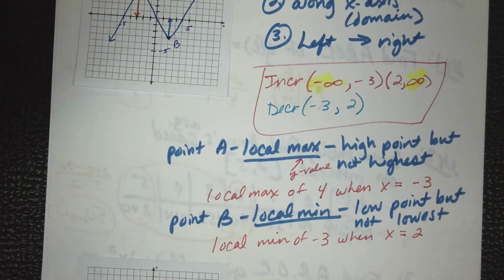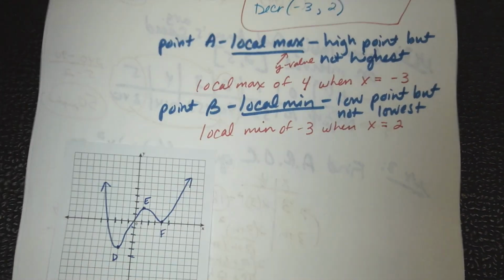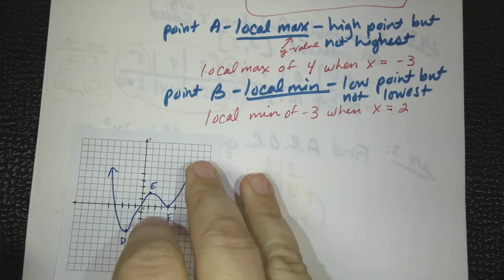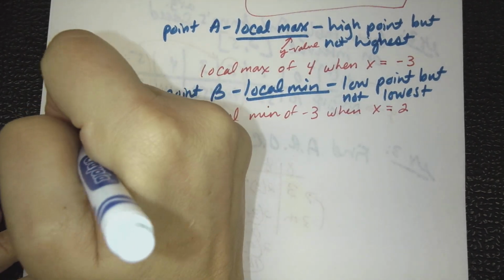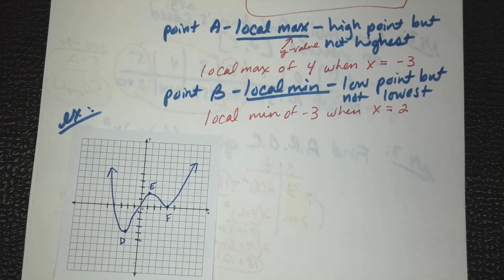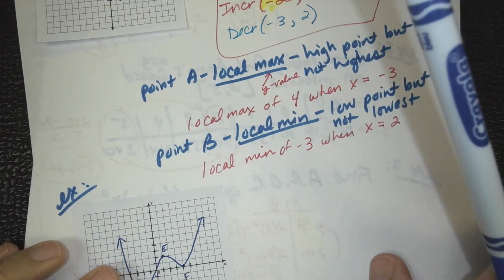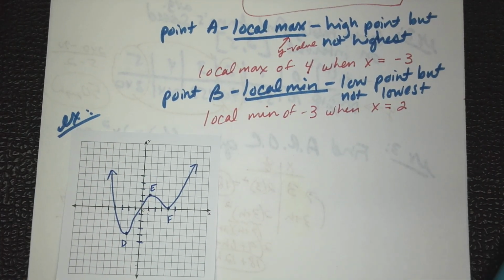You're going to sketch what I give you here. Don't worry about it. We're going to do this example, and then I'm almost done. You're going to tell me where this is increasing, decreasing, and what are points D, E, and F, and then we'll be done. I want you to put this in your notes. Just draw a little funky W like that.